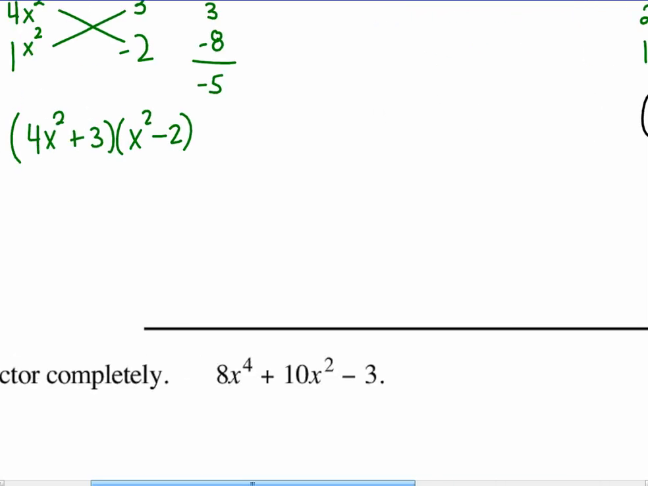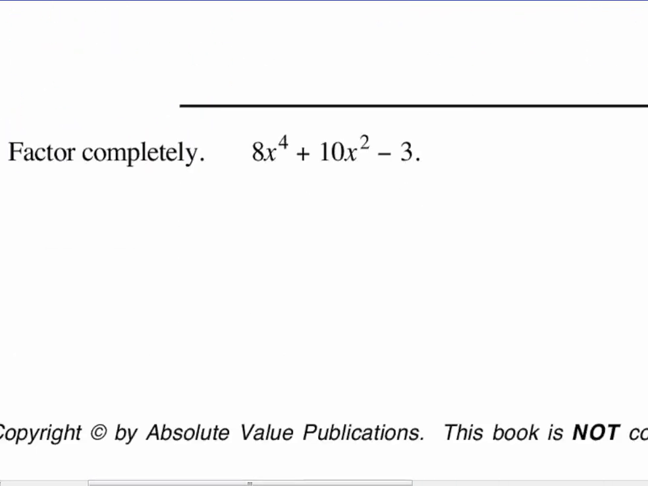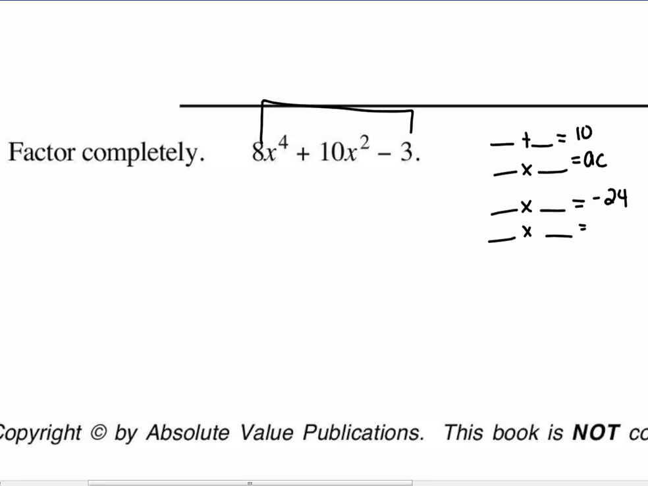Just for fun, the grouping method. You don't have to write this down, you can just listen if you'd like. The grouping method says you want two numbers that multiply to A times C, the first times the last. So we need two numbers in this case that multiply to negative 24. And then those two numbers also need to sum to the middle, the B. So I'm going to show you the grouping method just for fun.